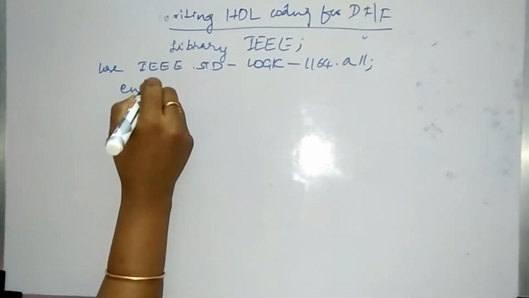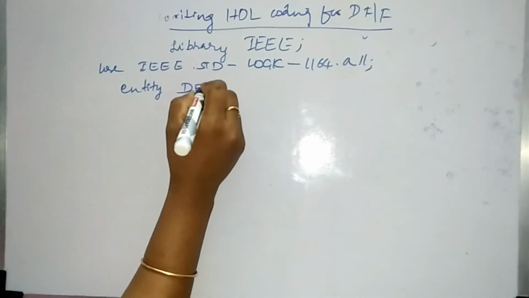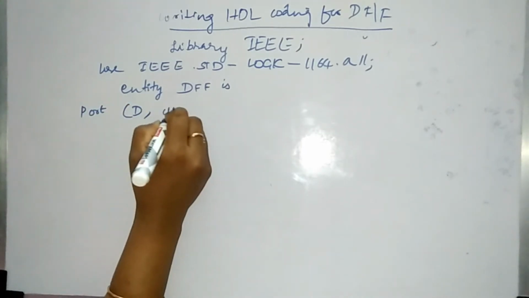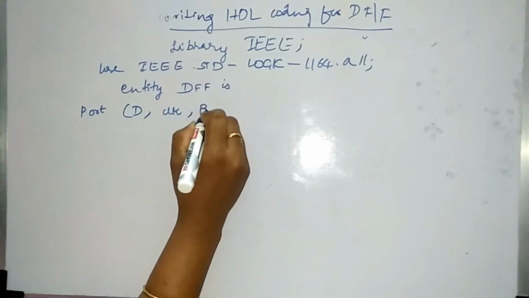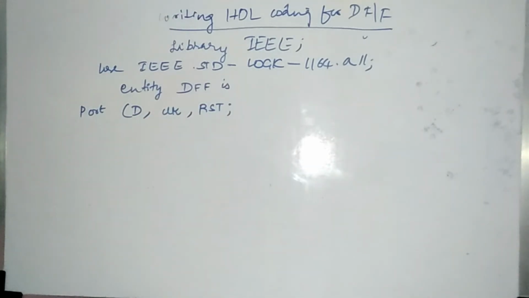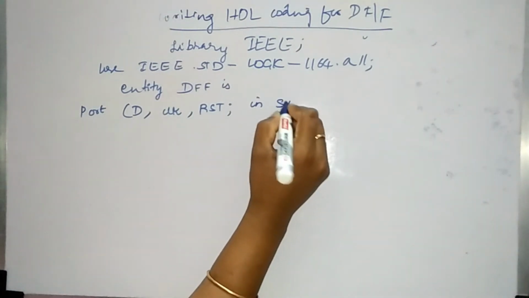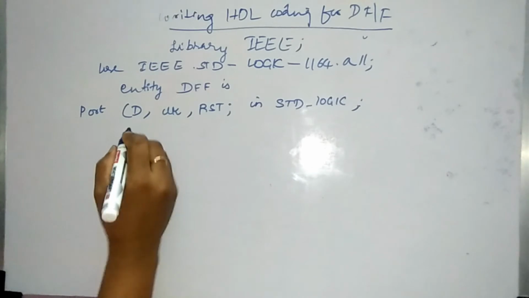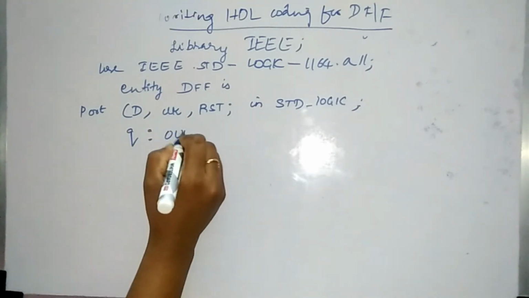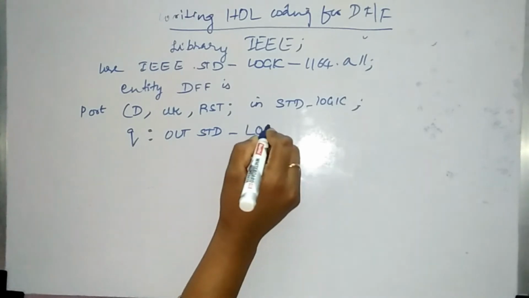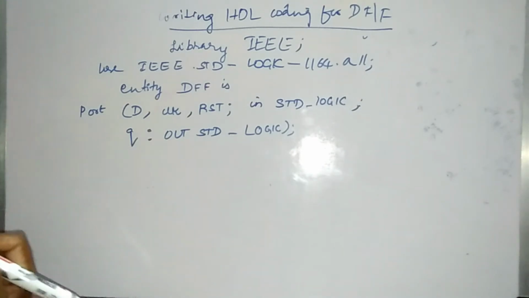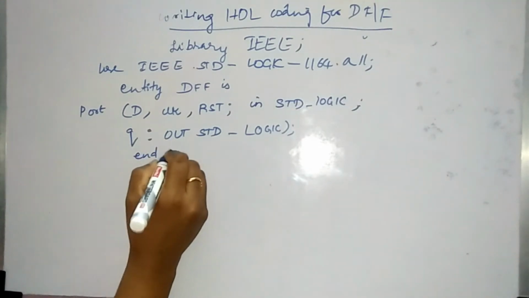Entity: the hardware which I am going to code is the D flip-flop. Within the port, let me declare my inputs and outputs. D, clock and reset. Reset, if I need, I can also mention as clear. These are my standard inputs. Coming to the output, Q is my output. I'm declaring this within the port. Now end the D flip-flop entity.